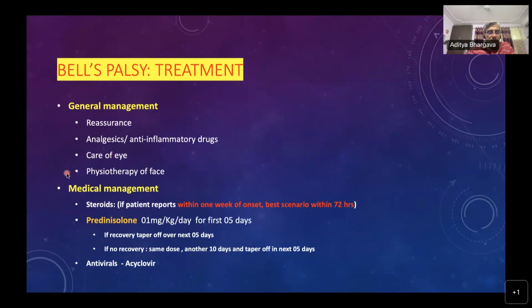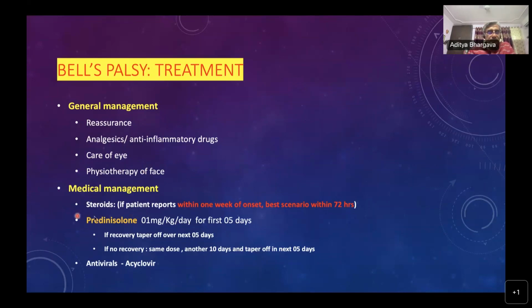Physiotherapy of the face. I have mentioned this here to discuss it because this is very, very controversial. When there is an active lesion, please, for the sake of God, don't advise the patient physiotherapy anytime between 3 to 4 weeks of the onset of the symptoms, because this will lead to disfiguration, synkinesis, muscle atrophy, fibrosis, a lot of things. Advise him or her that the physiotherapy may be required after 3 to 4 weeks.